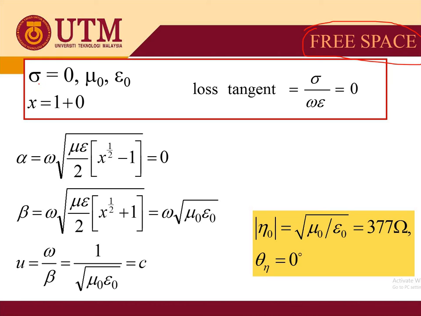So in free space, sigma, the conductivity, equals 0. Mu naught and epsilon naught are known values you can find in the calculator or in the book, because every time we show these, they are referring to free space. And the loss tangent, sigma over omega epsilon, is 0 here because your sigma is 0. So your loss tangent in free space is 0.